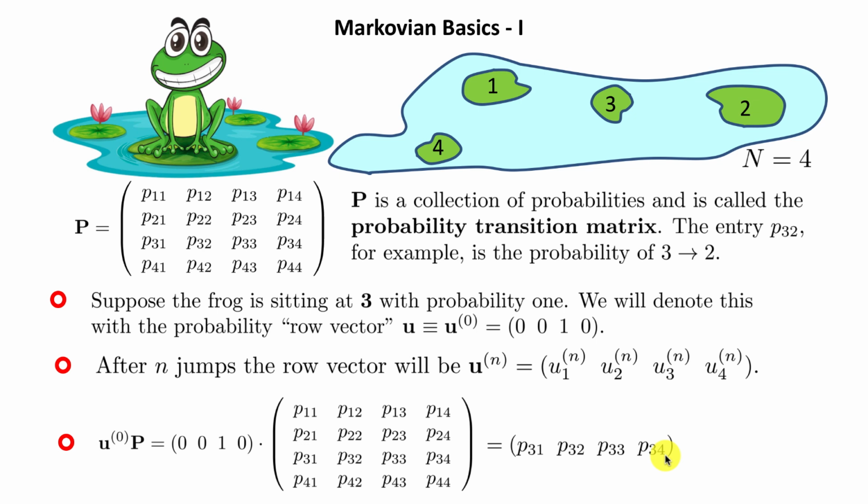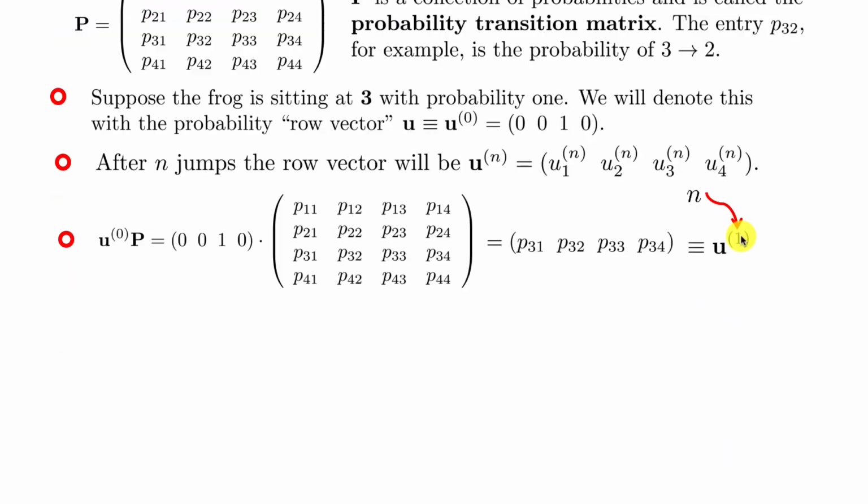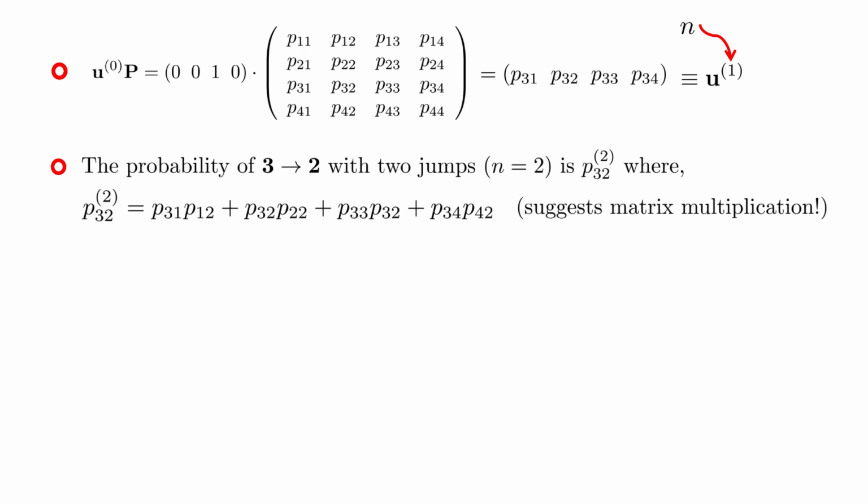So, after one jump, which could be to any of the 4 lily pads, one ends up with this row vector. We will denote this row vector with this index over here. In other words, this n is a single jump, 1. Well, now ask yourself, what would be the probability of going from 3 to 2 after 2 jumps? That is to say, small n is equal to 2.